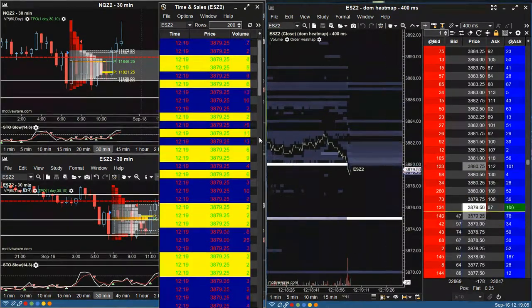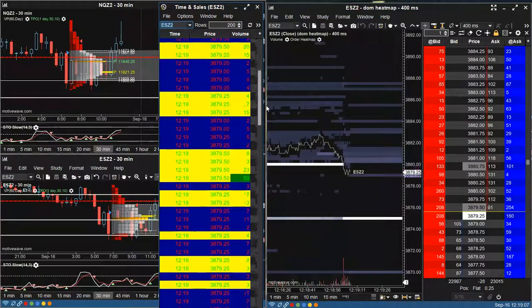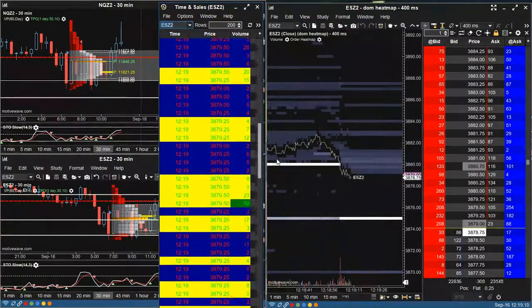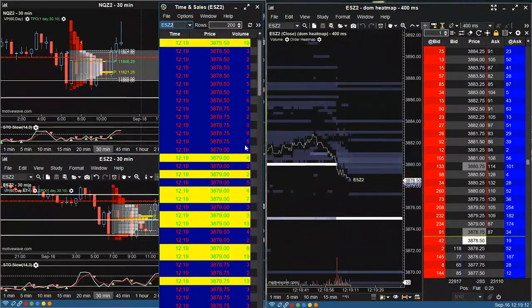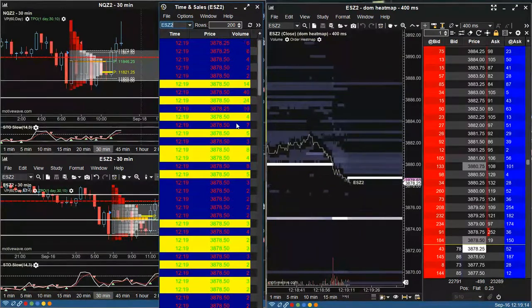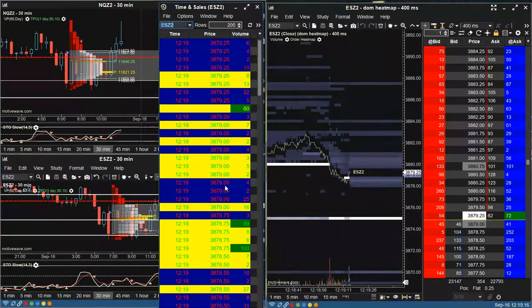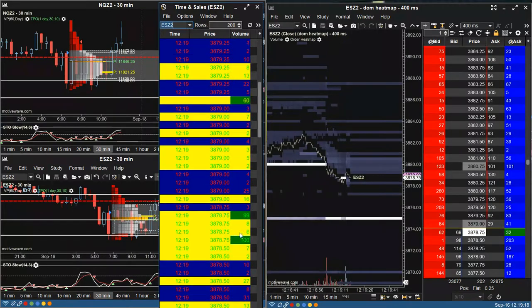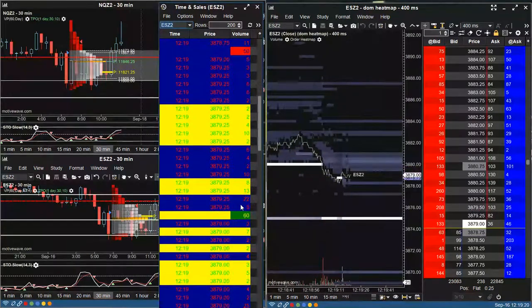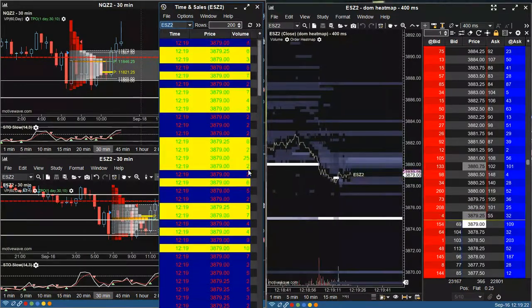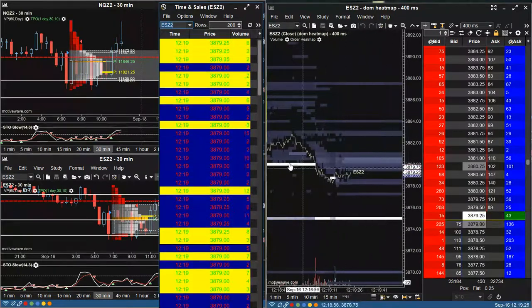80. They pulled all of those. Ate them. Yep, ate them. Blue, blue, blue, blue, blue. So big flushes here, more aggression to the sell side. There's big yellow flushes, 100 lots, 90 lots, 60 lots. So more aggression to the buy side as well, like they want to keep this up.